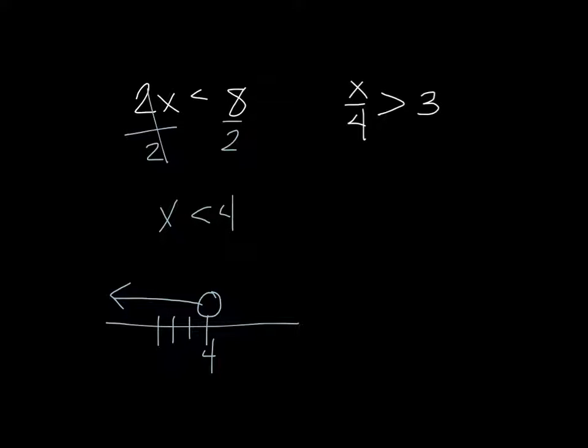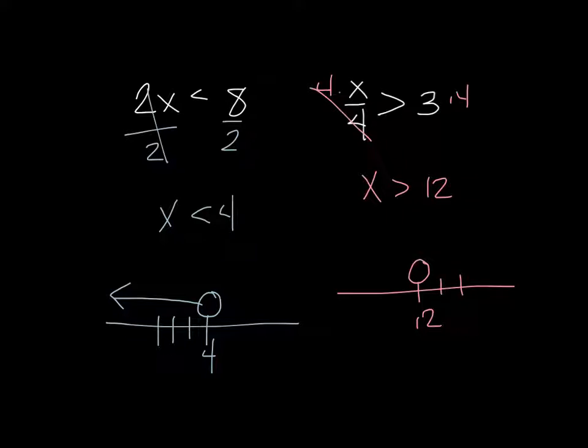And then I have the 4th one here where I'm dividing by 4, so to get rid of it, I multiply by 4. Okay, so then we get x is greater than 12. So I draw my number line, put a 12. It's just greater than, so I put an open circle. Numbers greater than 12 go to the right, so my arrow goes to the right.